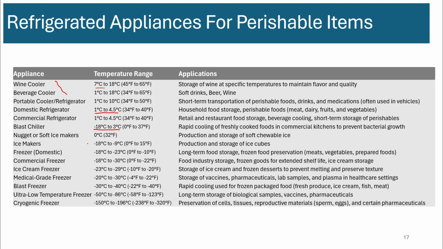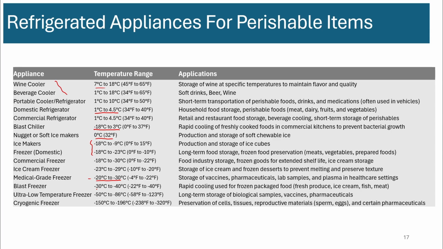Then ice makers for soft ice is almost close to 0 degrees C. It's almost melting. Then there are ice makers that are typically used that are very close to minus 18. The freezer in your refrigerator is also minus 18 to minus 23. So as you keep going down, you can see that once you reach the medical grade devices for storing vaccines, etc., they need to be stored at much colder temperature than the freezer in your house.